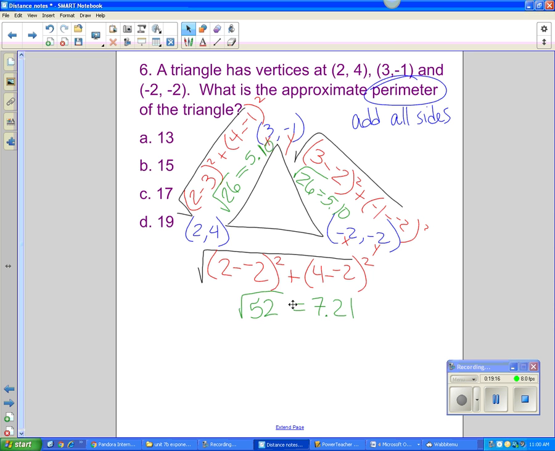All right, remember we got to go back and read the question. What is the question asking us? The perimeter. What's perimeter mean to do? Add all the sides. What 3 numbers are we adding?